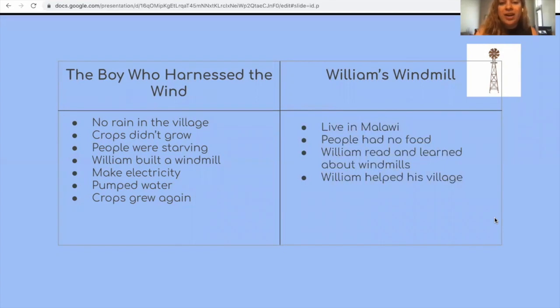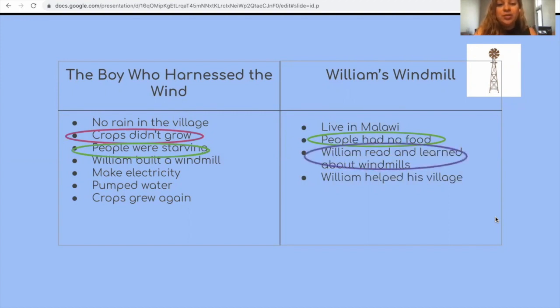So now that we have all of our evidence, we now need to take our most important parts that we want to focus on when we're writing. So I want to focus on the fact that crops didn't grow and people were starving, they didn't have any food. These are some of the details that are super important in the stories. First, we need to identify the problem, right? Crops aren't growing. And then why aren't they growing? What's the effect of that? People were starving, people didn't have food.